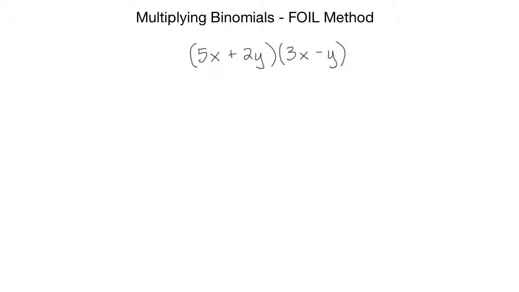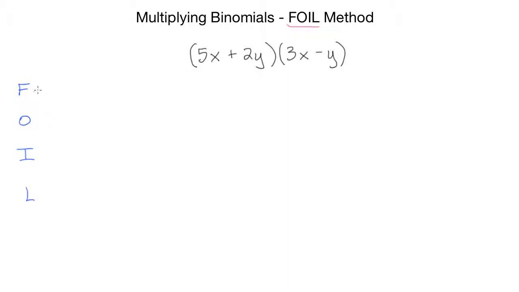So the FOIL method, when you see that word FOIL, it's just a memory device. It's helping you to know what to multiply and keeping everything organized in a nice, easy to remember way. So here's what the FOIL method is. Each letter, F-O-I-L, represents a part of what you need to multiply by.